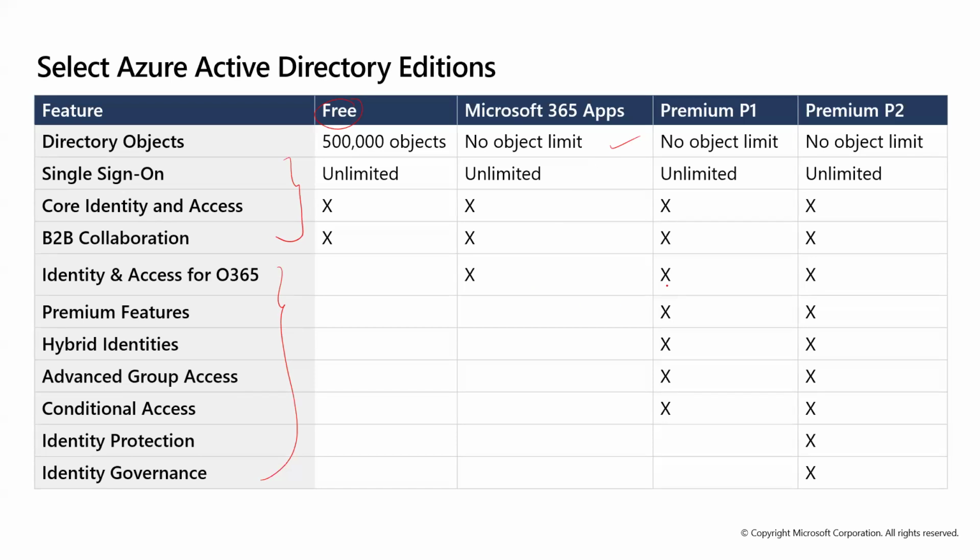Licensing will be required. So if you want to upgrade, if you want some additional functionalities, then you have to go for Premium P1. Then you will get premium features like hybrid identity and conditional access. And if you want identity protection and identity governance in order to look at risky sign-ins and user sign-ins, and things like privileged identity management and access reviews, all those things you will get with the Premium P2 license only.